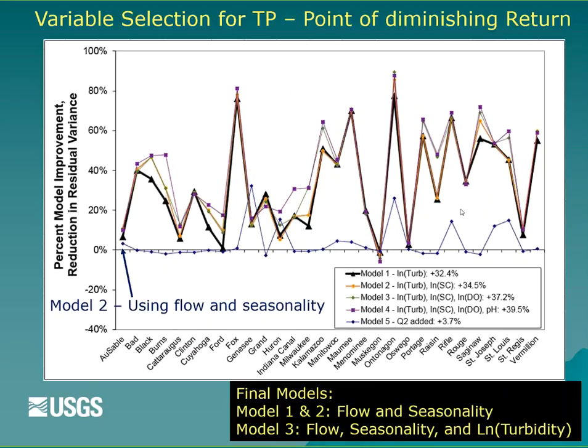For model 1 and 2, it was just flow and seasonality. And for model 3, it was flow, seasonality, and log turbidity. The other one that we did test for possibilities in the future was how much the flow square term added to it. And for the most part, if you look at that, that's this blue line across here. It didn't add much, maybe one site here and there, but we'd really want to test that before we put that into our main models.